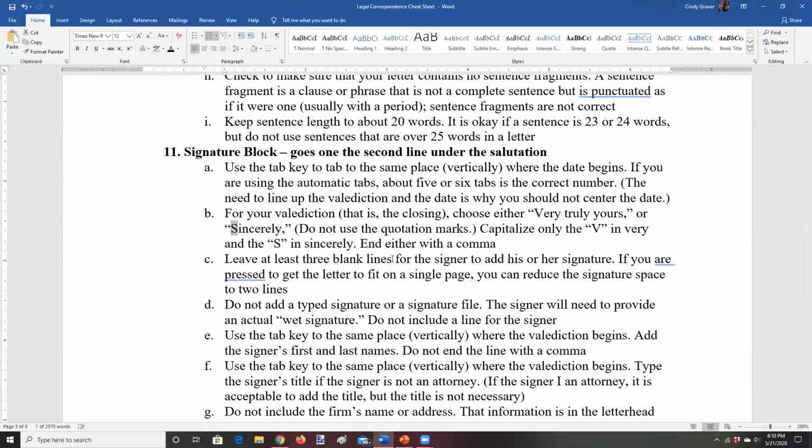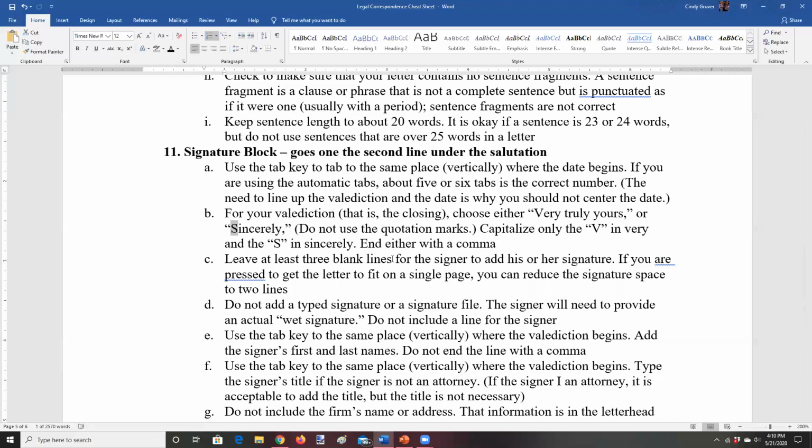Sometimes people want to add a typed signature or a signature file. Those are not done in professional letters, and the reason for that is twofold. The main reason, honestly, is that you don't want to sign it until the person who is going to sign it has blessed it. Now, if you're preparing a letter for your own signature, I suppose you get to decide when it's ready to go.